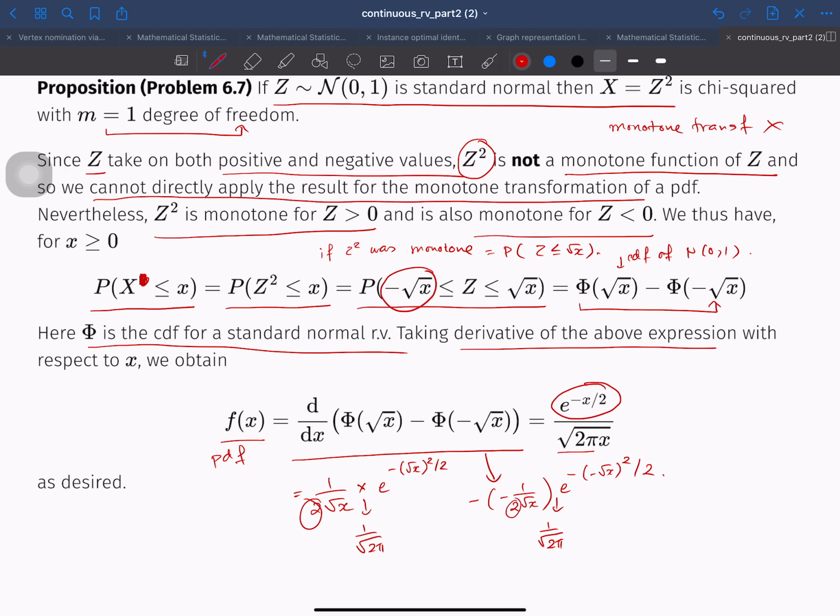So in summary, the chi-squared with 1 degree of freedom is the square of a standard normal.